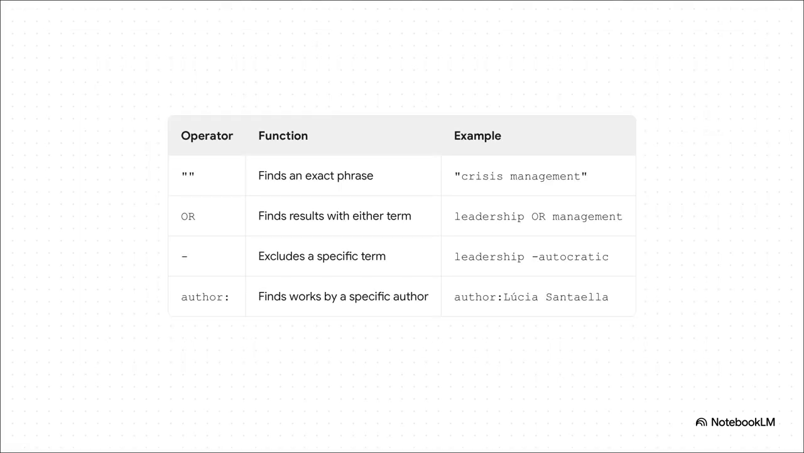So to really sharpen your search, you need to use what are called operators. If you put quotes around a phrase like crisis management, boom, you'll find results with that exact phrase. Using OR helps you broaden your search, while the minus sign lets you cut out words you don't want. And that author operator? Oh, that's your secret weapon for finding everything published by one specific influential person in any field.